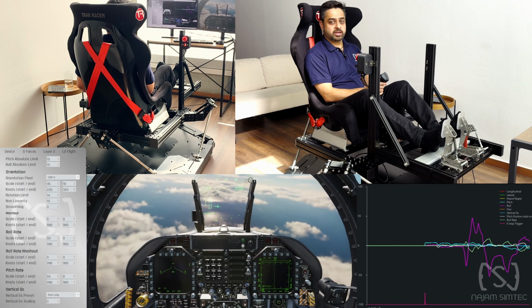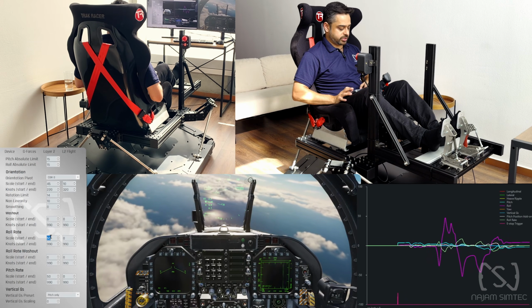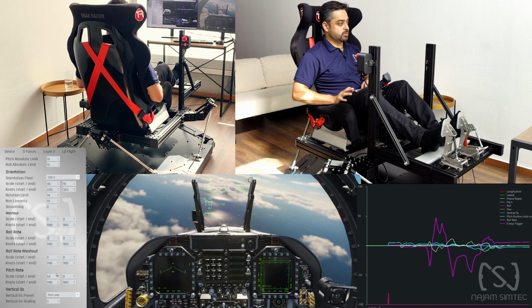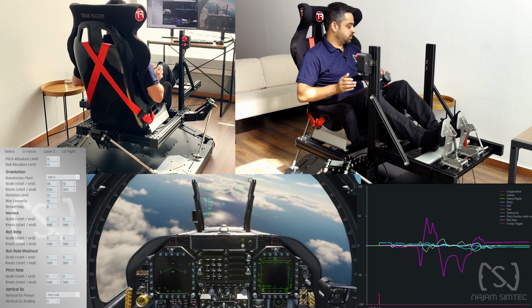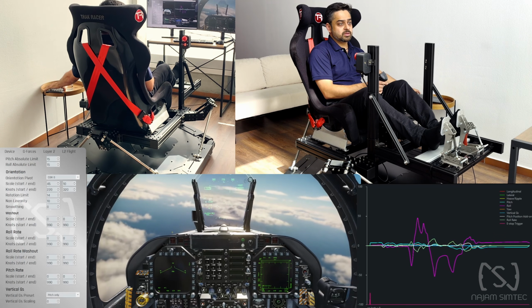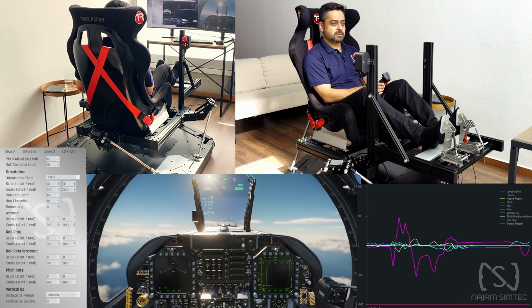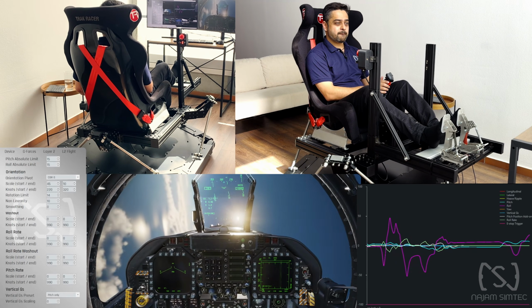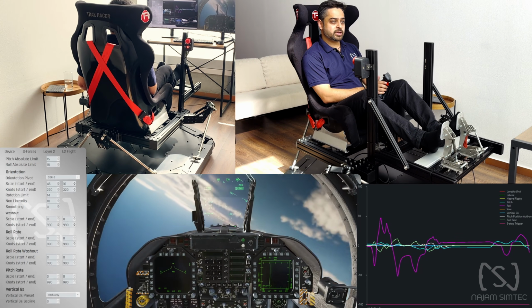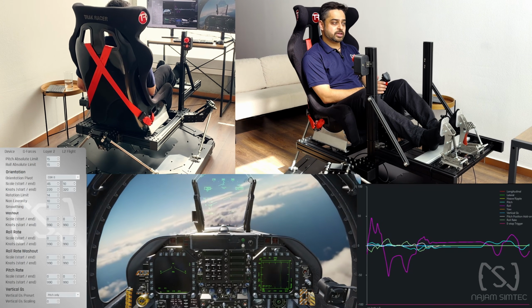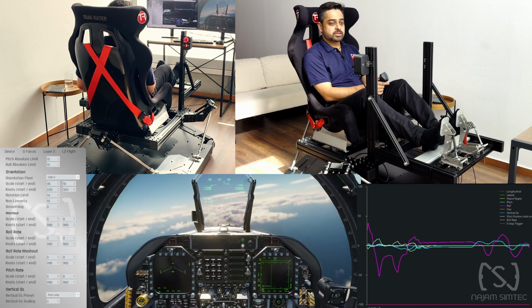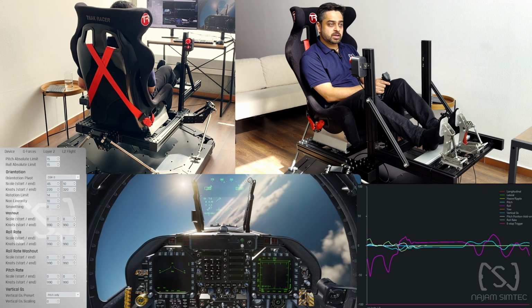Oh, by the way, I think I made a mistake. The roll rate and pitch rates are still active. We only want to view the orientation. So I'm still at 330 knots, and now you can see only the orientation, so that's only at 10%. So you still get a little bit of that effect.